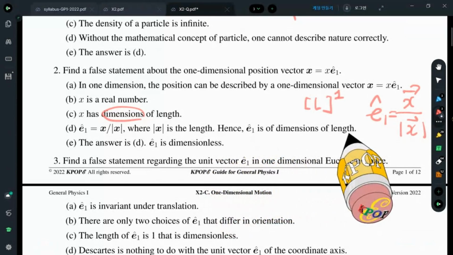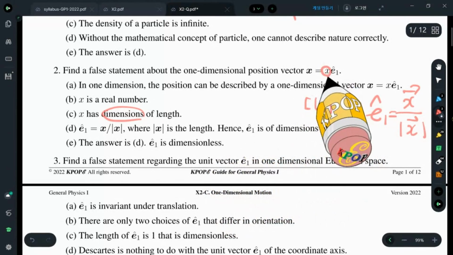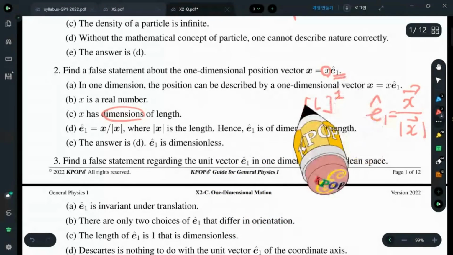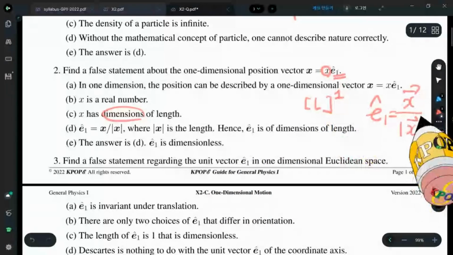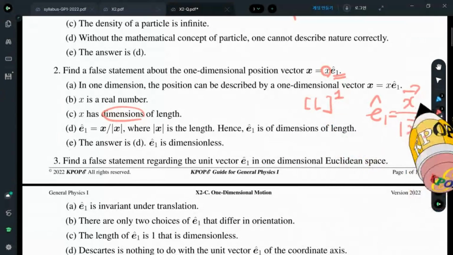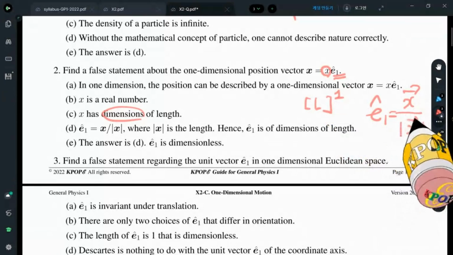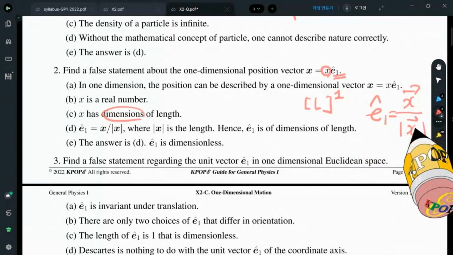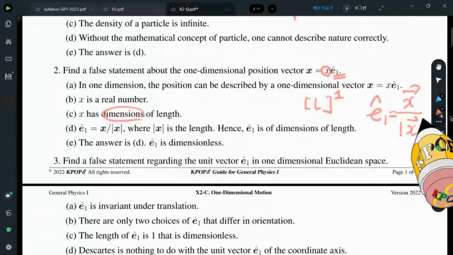No, it's wrong. X has the dimension of length, and this is dimensionless. The dimension is scaled out. It is the dimension of length divided by the dimension of length. So this is dimensionless. This is a pure number.